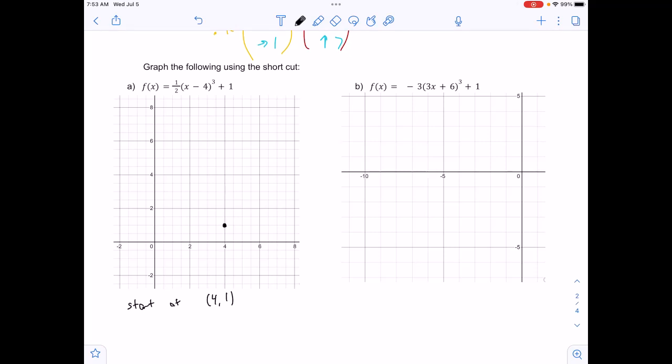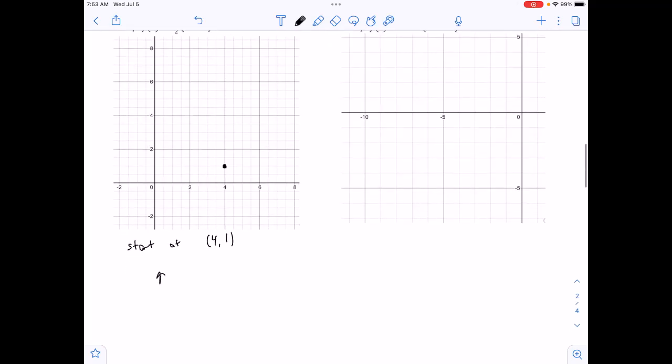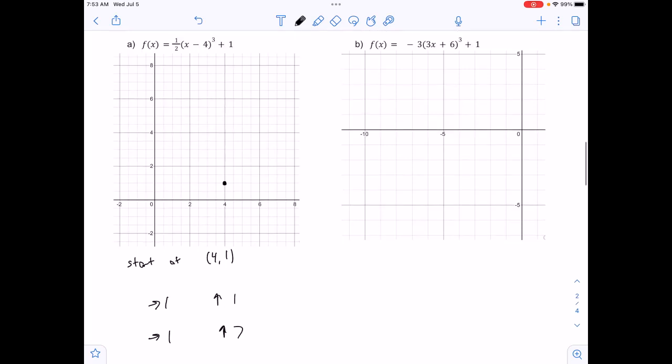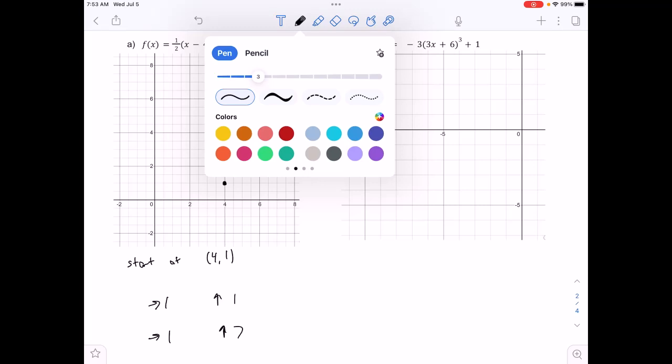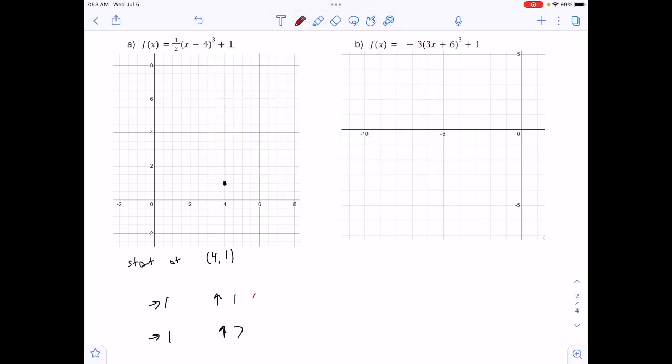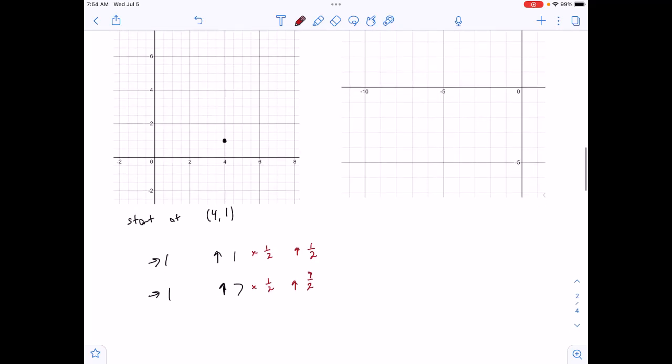And now I'm going to go ahead and do my step pattern. So step pattern should be up 1, right 1, up, sorry, that's totally backwards. Right 1, up 1, right 1, up 7. However, I do have an a value here. My a value is a half, so I actually need to multiply the y element of my step pattern by a half, in which case I'm going to be going up by a half and then up by 7 over 2, which is up by 3.5.